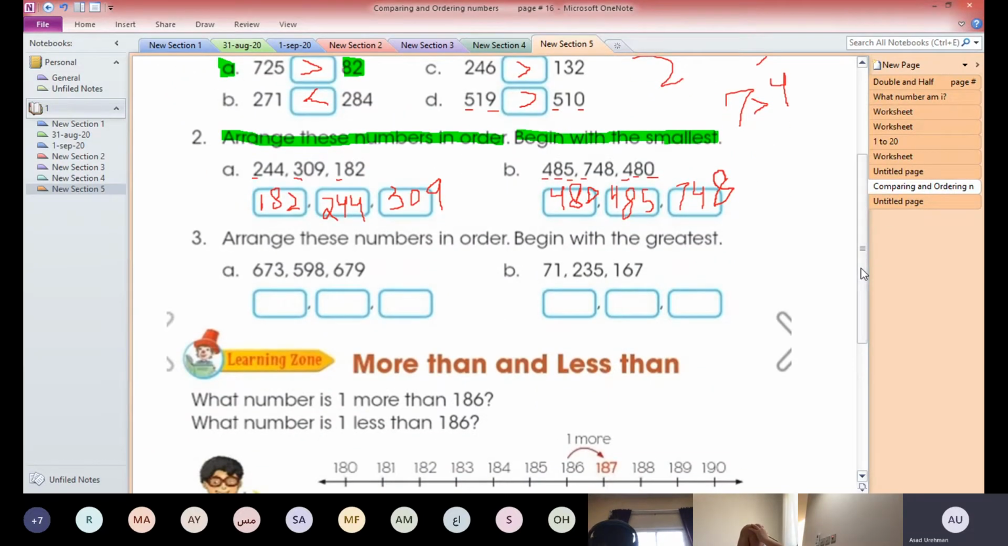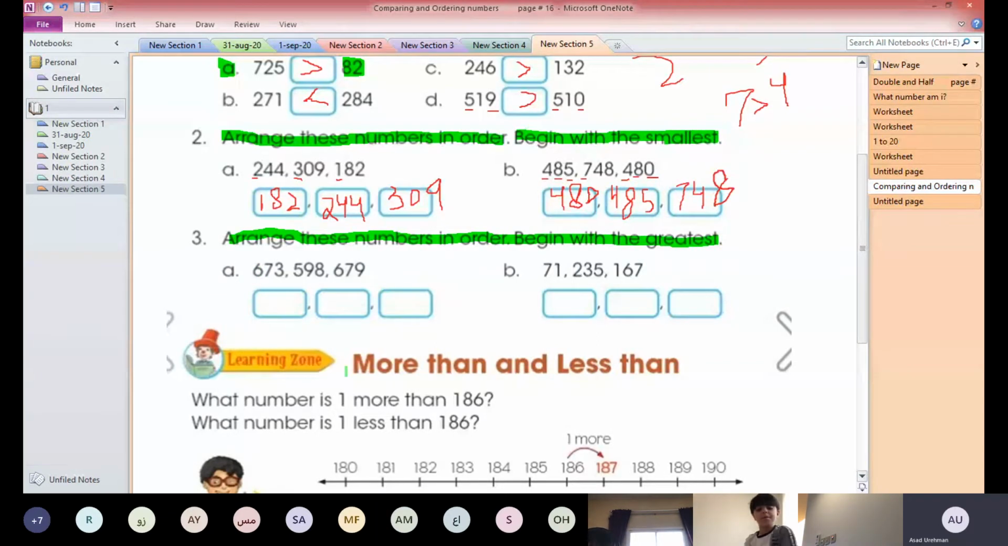Now question number 3 is saying we have to arrange these numbers in order, begin with the greatest. Now we have to go from greatest to smallest. And yesterday I explained to you, when we talk about greatest to smallest, we have to check on the hundreds place which number is the biggest. Like I will check here on the hundreds position, it is 6.